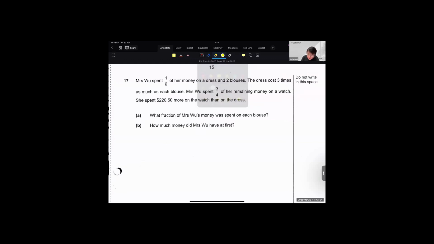We can recognize that there is clearly a remainder concept here because she spends 3/4 of the remaining money. But there is also a comparison concept here because they tell you that the dress is 3 times the blouse. That means my dress will be 3 units when my blouse is 1 unit. So the question tells you that she spent 1/6 of her money on a dress and 2 blouses, meaning this is 3 units. This is 2 units.